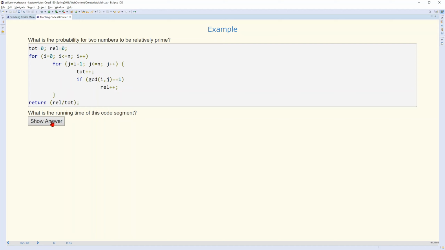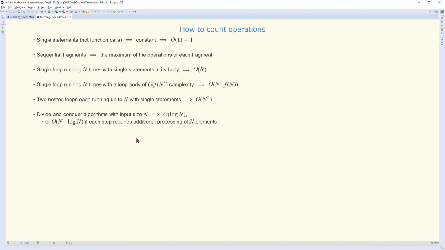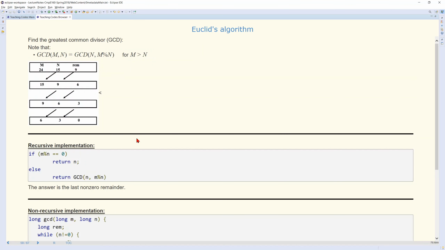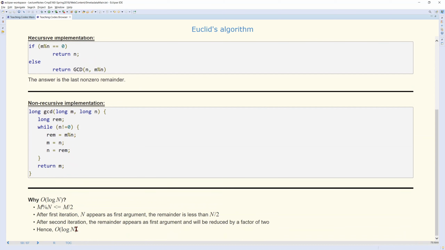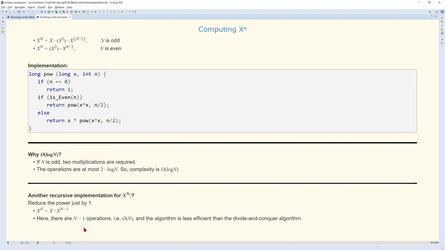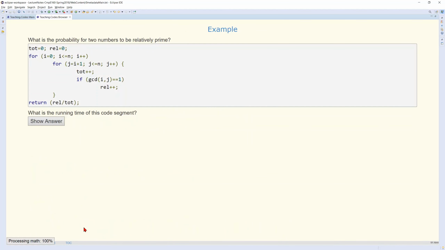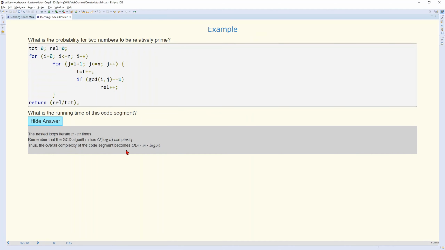So the complexity of this algorithm is what? We have n squared here. But what was the complexity of greatest common divisor we discussed earlier? Remember, the greatest common divisor had complexity of log n. So I'm calling an algorithm that has log n complexity n squared times. Therefore, it's either n squared times log n, or if this is m times, it would have n times m times log n.